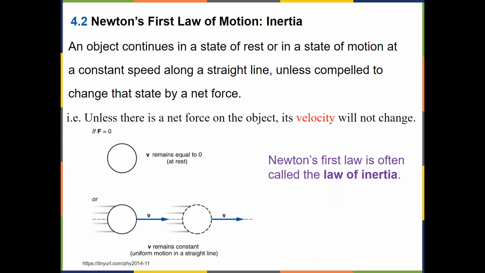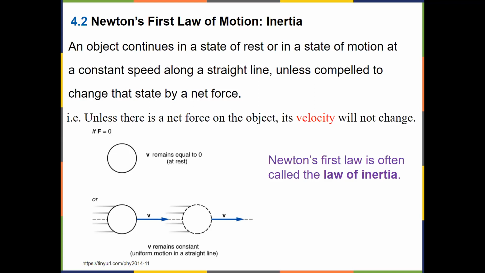So the first law is often also called the law of inertia. The statement of it says an object continues in a state of rest or in a state of motion at a constant speed along a straight line unless compelled to change, let's say by a net force. Simply put in other words, that means if there's a net force on the object, then the velocity will be changing.